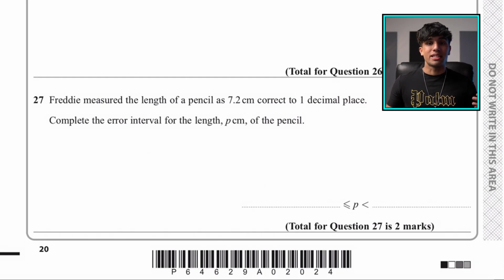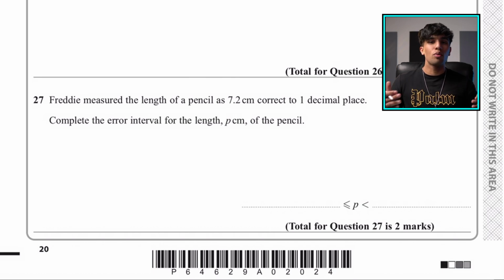For question 27, we need to complete the error interval for a reading. Now the reading is 7.2 centimeters and is correct to 1 decimal place. So we need an upper and a lower bound for our interval, in which once we round, we'll get to 7.2. Starting with our lower bound, let's have a think of what number that can be.